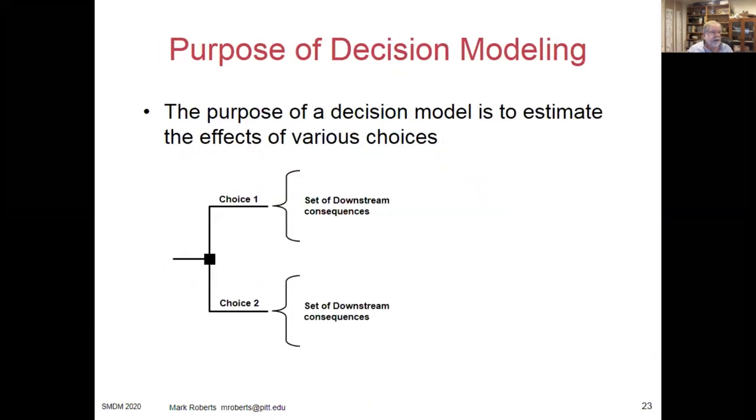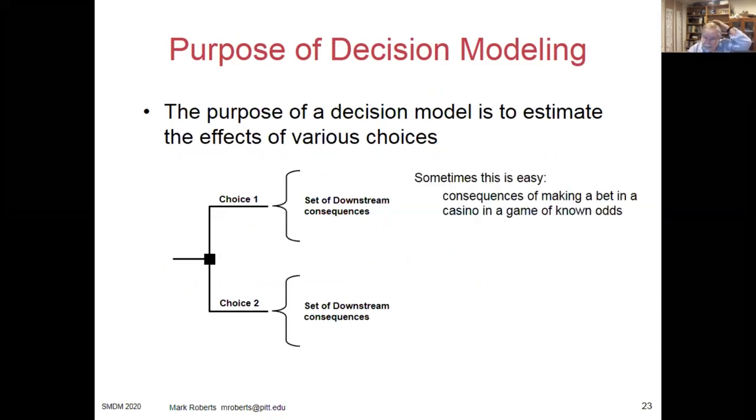So the purpose of a decision model is, as I said, to estimate the effects of various choices. So I'm showing it here as only 2 choices. There could be a very large number. But the idea is when you make a choice, that produces a set of downstream consequences. Each choice produces a different set of downstream consequences. Next slide.